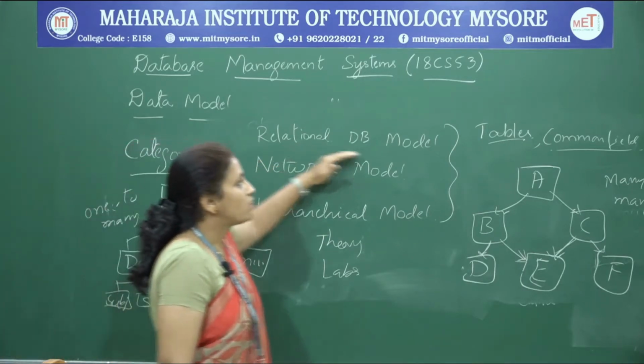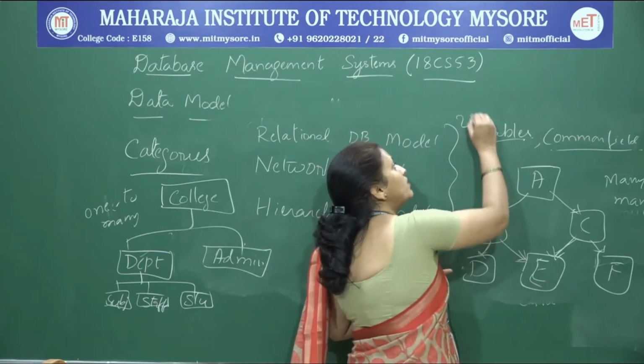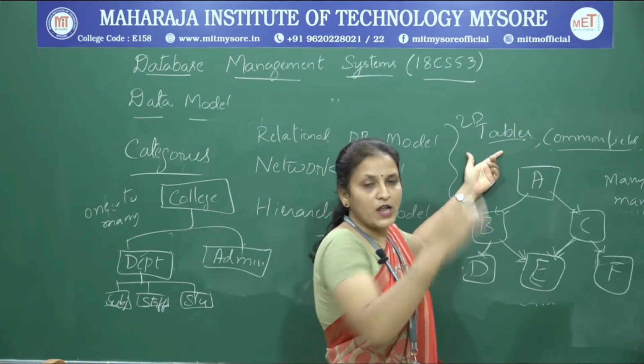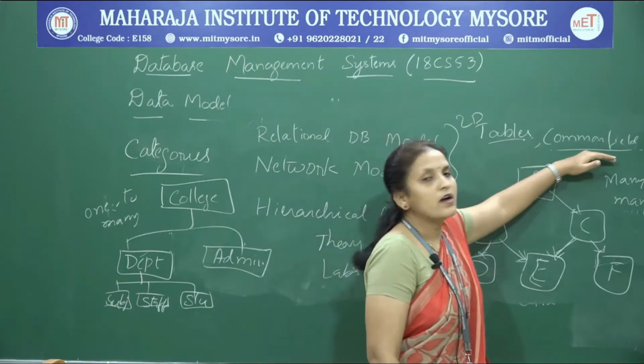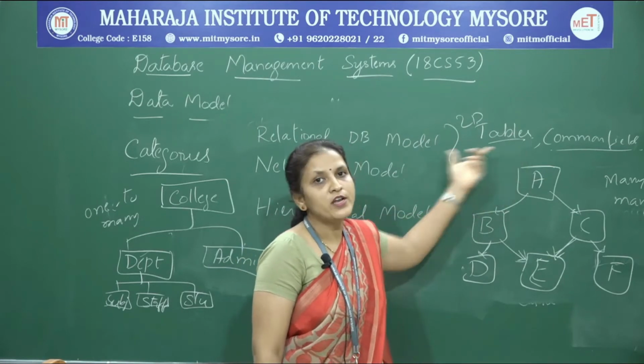In the relational database model, everything will be in terms of two-dimensional tables, which will have rows and columns, and a common field is maintained in order to establish a relationship between two different tables.